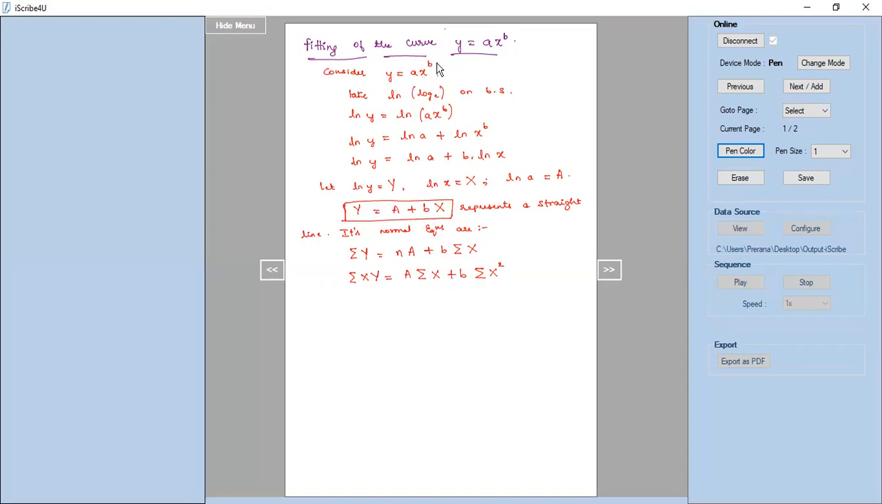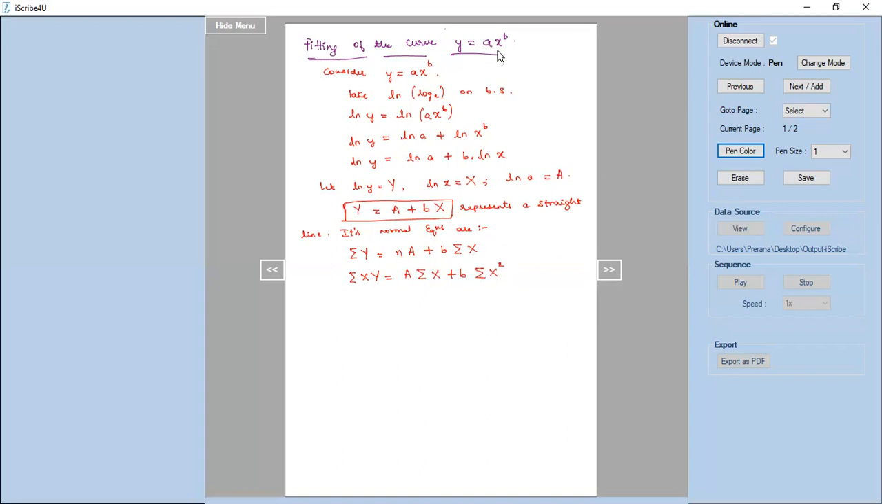Taking the power form of the equation, taking natural log on both sides, we are able to reduce it to a straight line equation. Once we have reduced to a straight line equation, we can write the normal equations accordingly. These normal equations will help us find capital A and small b. Once we have found capital A and small b, we can find small a by taking the anti-log of capital A. So once I know the small a and small b values, we can fit into the given curve.